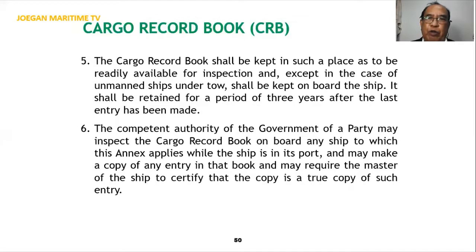The cargo record book shall be kept in such a place as to be readily available for inspection and, except in the case of unmanned ships under tow, shall be kept on board the ship. It shall be retained for a period of 3 years after the last entry has been made.